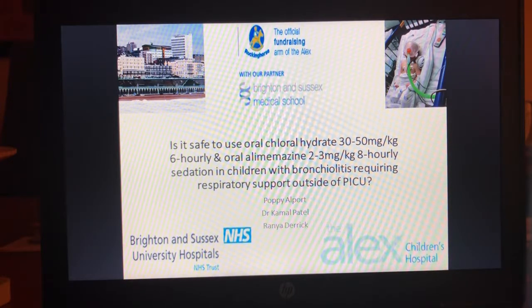I'm going to show you a few slides now made by Poppy Allport, who's a fourth-year medical student that did an individual research project, and the remit of that project was to answer the question, is it safe to use oral or nasogastric chloral hydrate at the regime that we had been using of 30 to 50 milligrams per kilogram 6-hourly, and oral alimemazine, a sedating antihistamine, at a regime of 2 to 3 milligrams per kilogram every 8 hours for the sedation of children in bronchiolitis requiring respiratory support outside of the PICU.